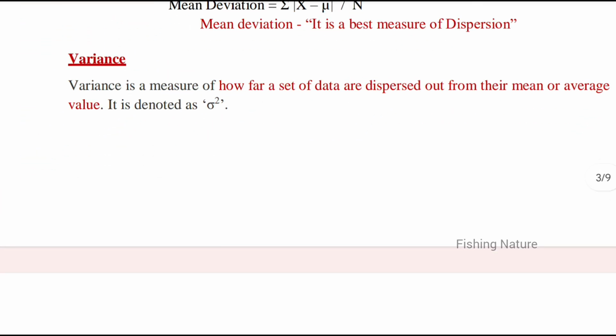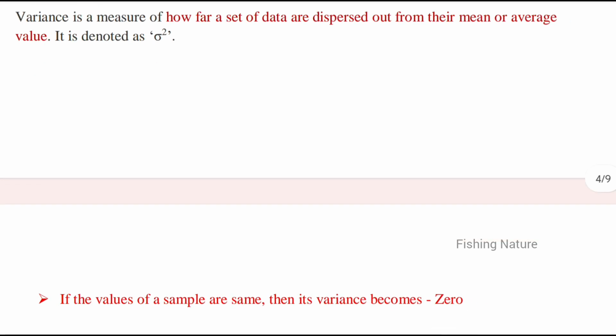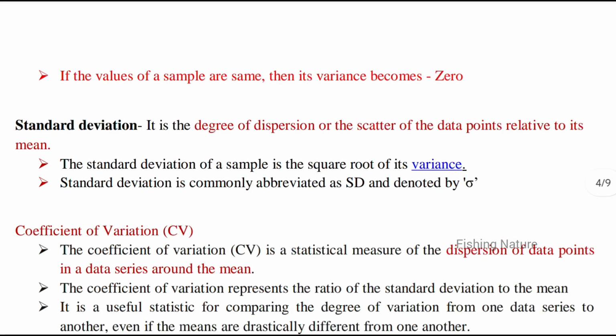Next, variance. Variance is a measure of how far a set of data is dispersed out from its mean or average value. It is denoted as sigma square. Next, if the values of the sample are the same, then the variance becomes 0.